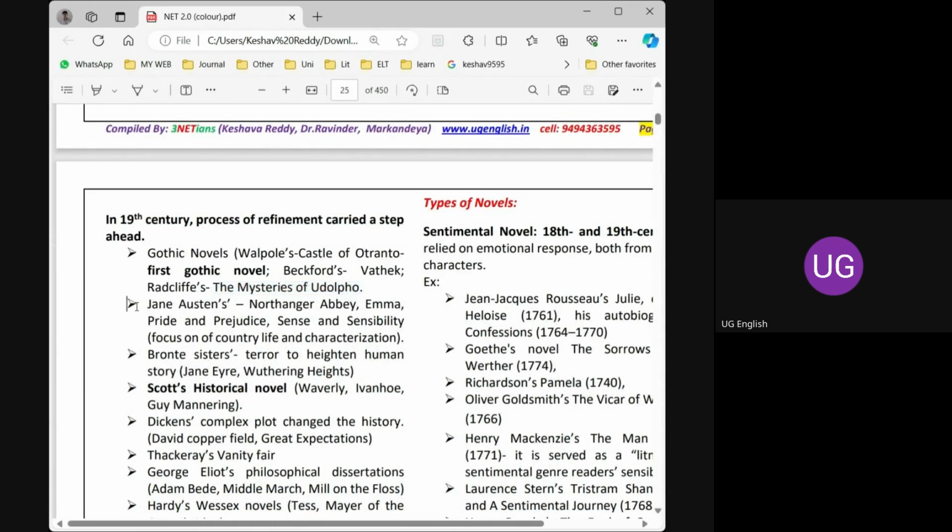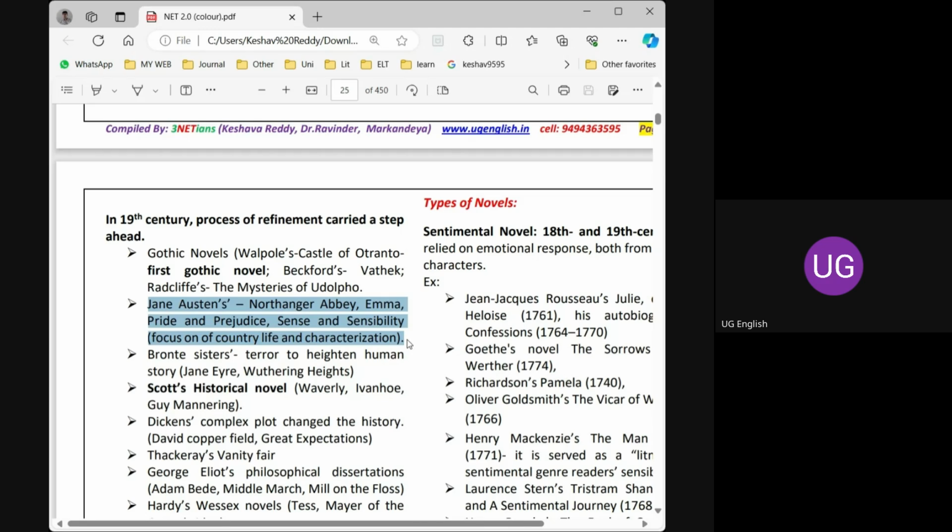And Jane Austen's novels are very important. These are Sense and Sensibility, Northanger Abbey, Emma, Pride and Prejudice. All are focused on country life and characters. So it's a tremendous change in the characterization of the women characters. It's a revolt against the 18th century novels actually. So a different type of characterization is used in Jane Austen's novels.